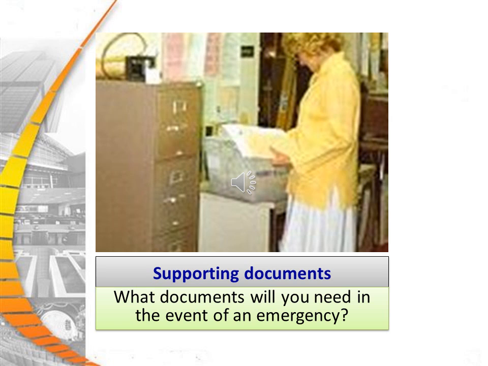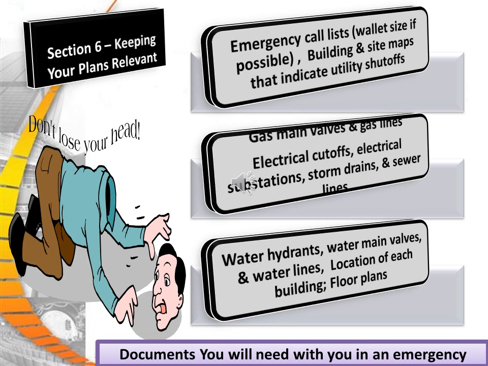What documents will you need in the event of an emergency occurring at your location? Ask this question before it happens. Emergency call lists, building and site maps that indicate utility shutoffs, gas main valves and gas lines, electrical cutoffs, electrical substations, storm drains, sewer lines, water hydrants, water main valves and water lines, as well as the location of each building floor plans. Again, documents you're going to need in the event you're in an emergency.